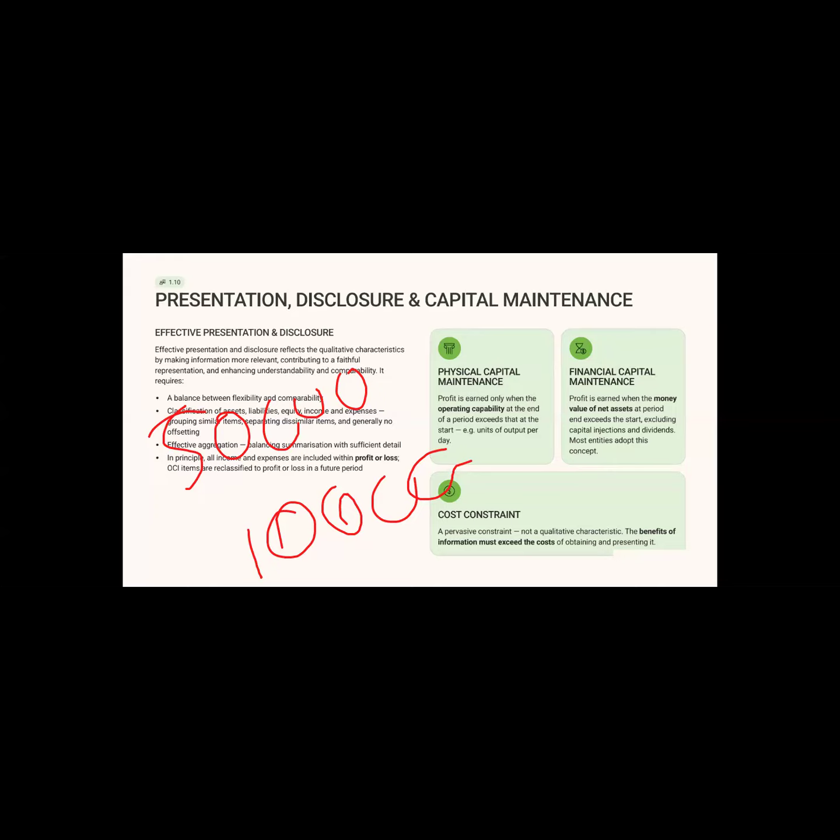Net assets means what does it mean? Asset minus liability. When we deduct the liability from the asset, what we get is net assets. If there is an increment in net assets, we are telling the company is profitable. So that is what financial capital maintenance is. If a company wants to run in a profitable way, there should be financial capital maintenance. Okay.